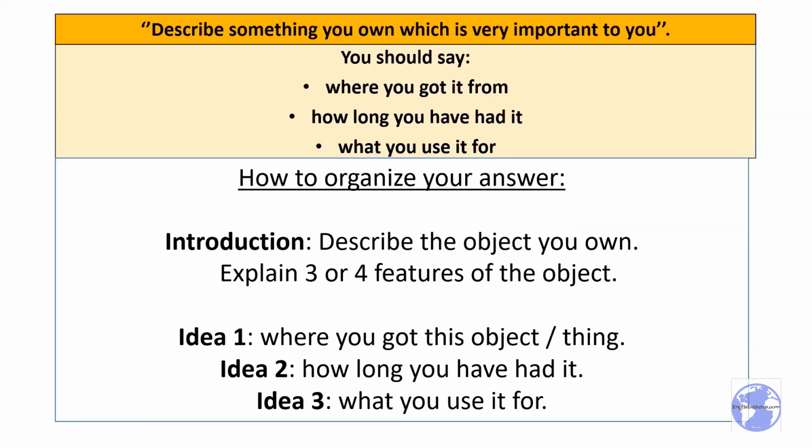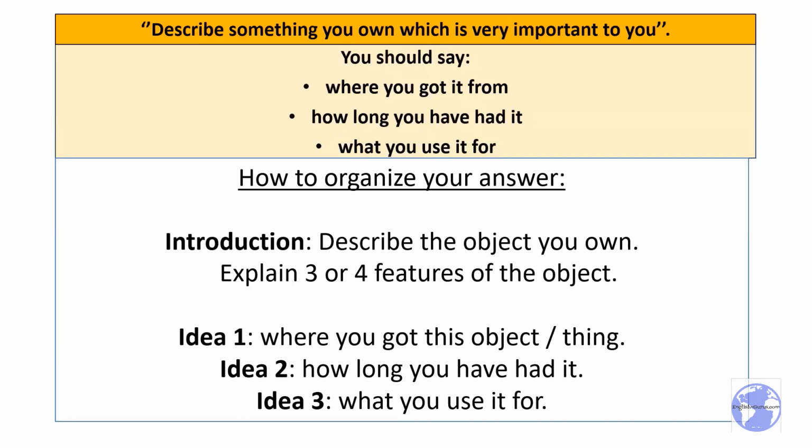An example: describe something you own which is very important to you. In the bullet points on your topic card, it says you should say where you got it from, how long you've had it, and what you use it for. So how do you organize your answer? Write a little quick introduction.